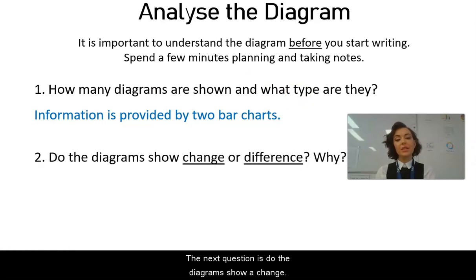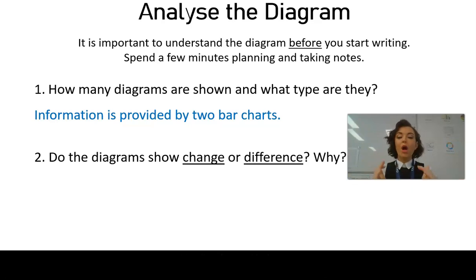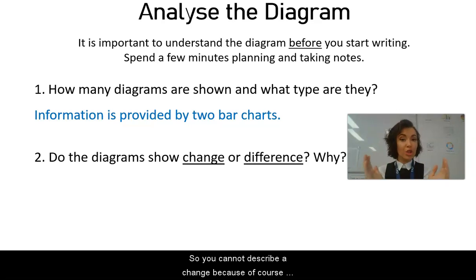The next question is, do the diagrams show a change or a difference? And why? How do we know this? Now, if we look at this diagram, you'll see that there is no time period given. So you cannot describe a change because, of course, change happens over time. Something increases or decreases over many months or many years. So this diagram has no time period.